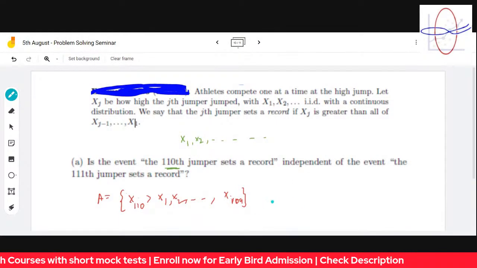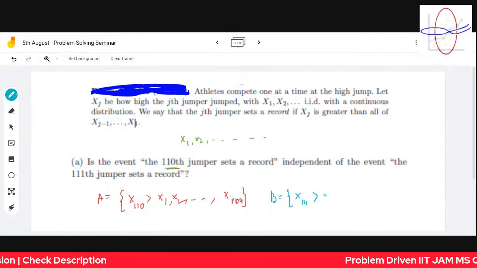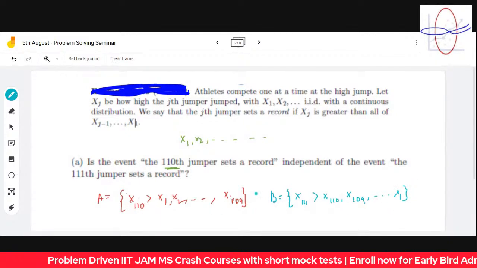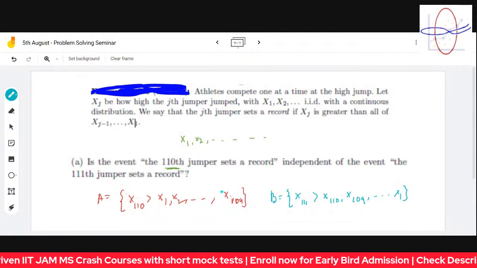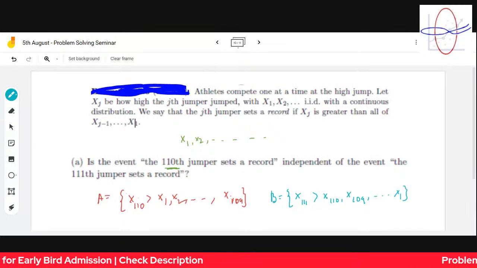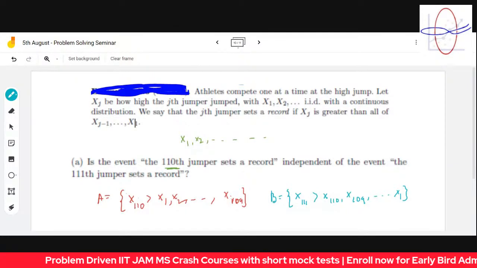Okay, so let's understand the meaning. Let's write the other case, when the next jumper sets a record. This means this. So this doesn't violate this. B doesn't violate A and A doesn't violate B, right? Right, guys? Did you understand this aspect, guys?